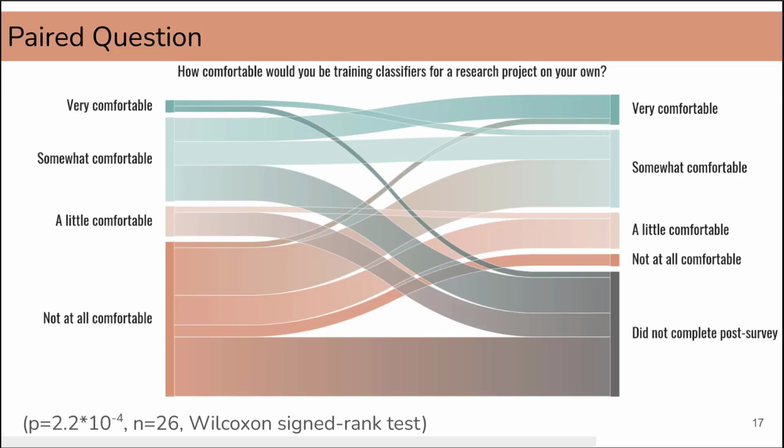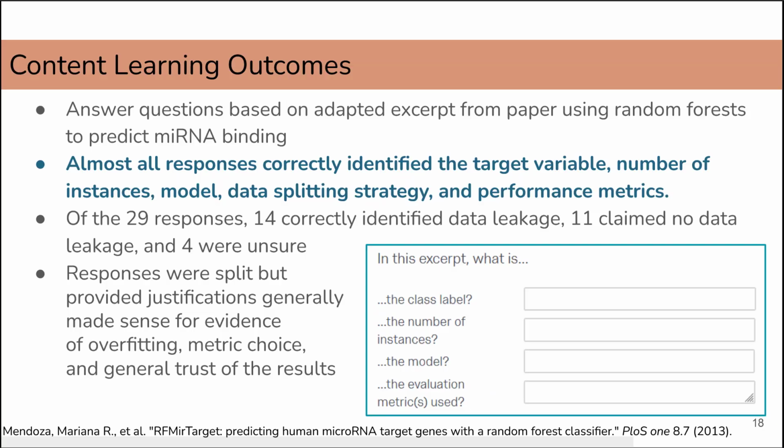Looking at results from the paired question, this question was looking at how comfortable you would be training classifiers on your own. And we asked them this question before and after the workshop. And we see that most participants who responded to both went up in comfort from before to after the workshop. Also, while we had some people's comfort go up and others stay the same, we had a single participant whose comfort went down from before to after the workshop. Though again, we suspect that this is that overestimation I was talking about earlier and why we mainly focused on using a retrospective question design.